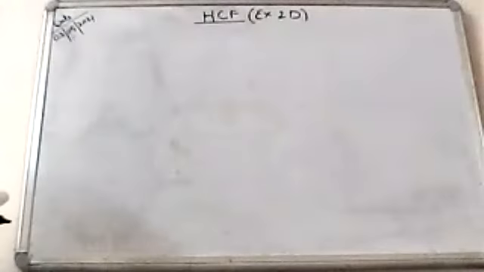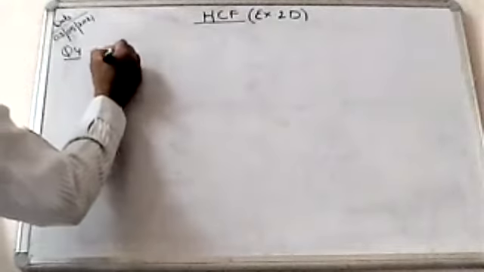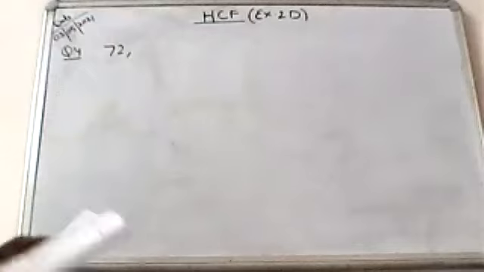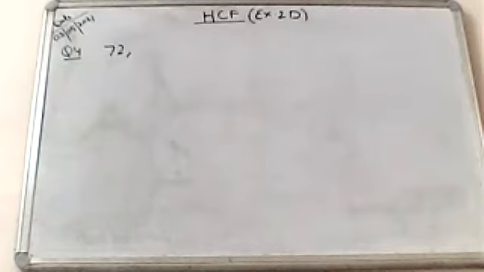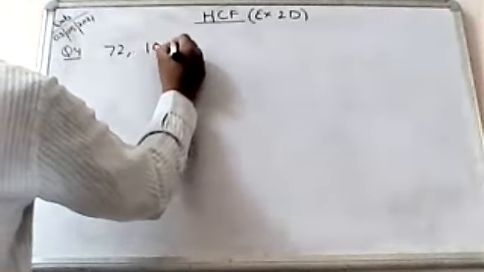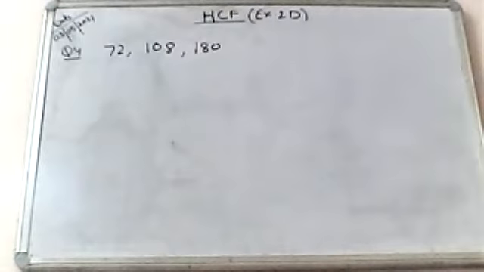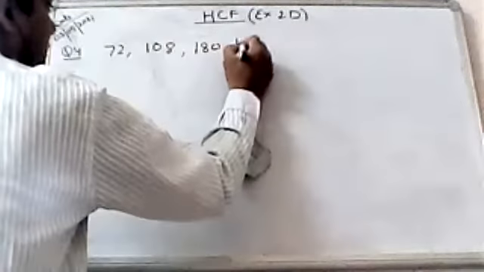So first I'm taking question number 4: 72. I know some students have done this question, but those are not done. So see from the board: 72, 108 and 180. Now, how can we find the HCF by prime factorization?